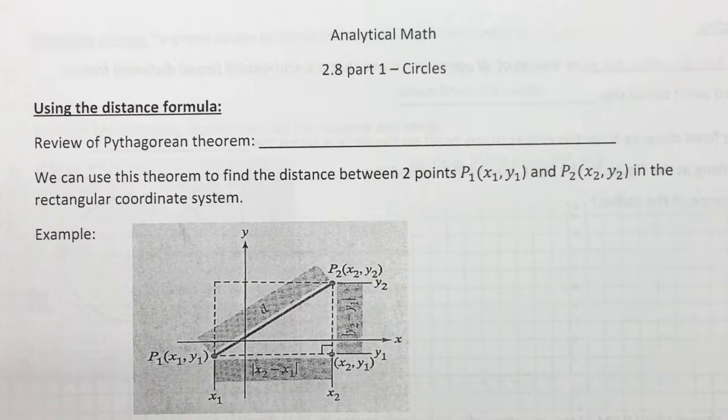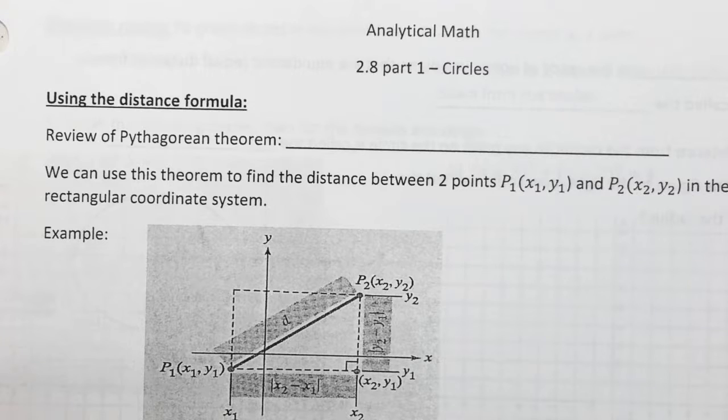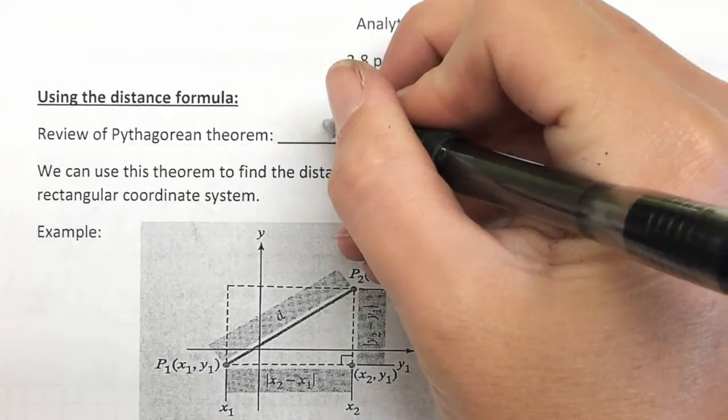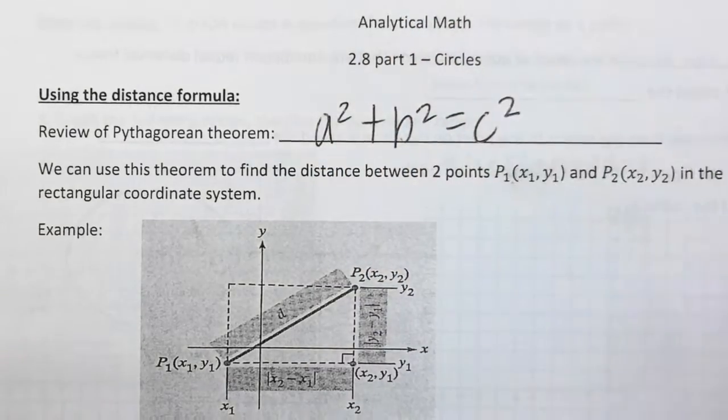Alright. This will be the last chapter on your test coming up, which is going to be Tuesday. So this is the last bit of information we'll learn. Alright, first we'll start by reviewing the Pythagorean theorem. What is the Pythagorean theorem? Good. A squared plus b squared equals c squared.